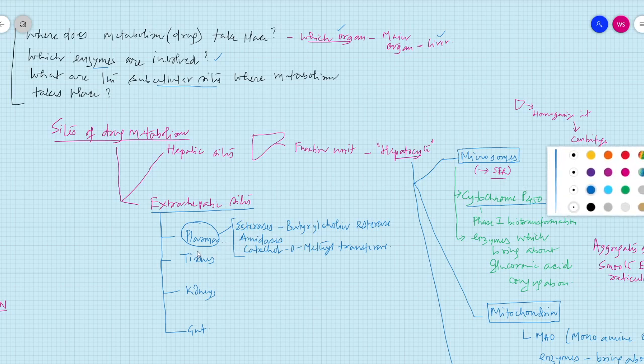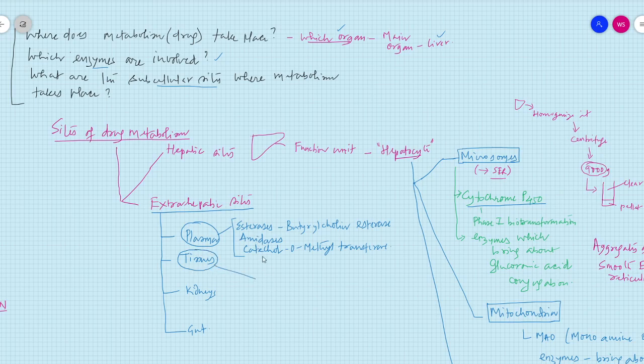What about the tissues? In the tissues, the amidases are present, and sometimes some esterases are also seen in the tissues. What about the kidney? The kidney, we know, is the site where vitamin D3 is converted to its most active form.